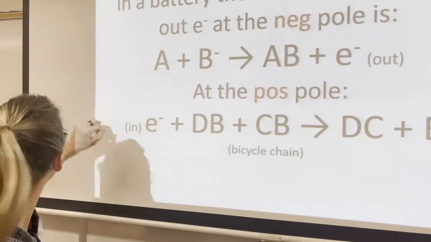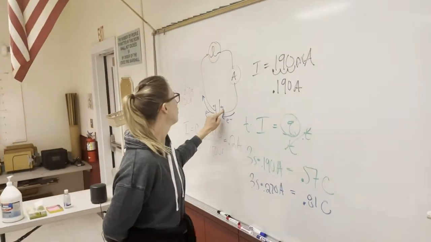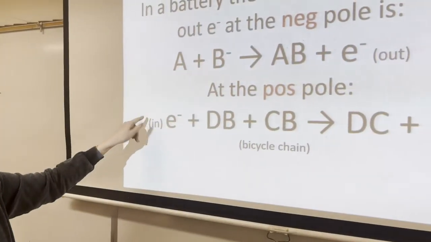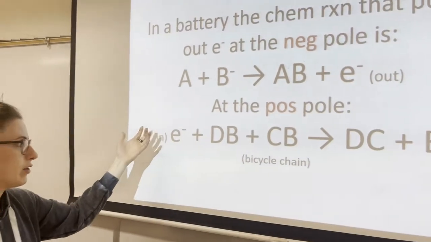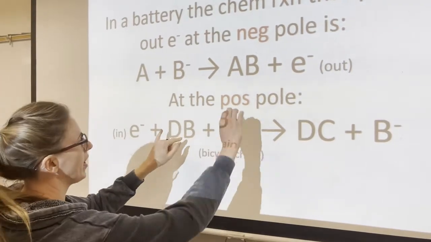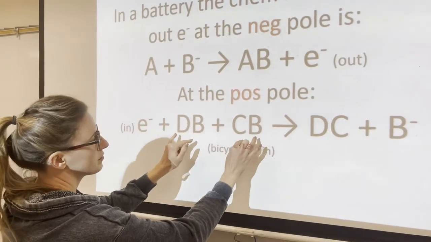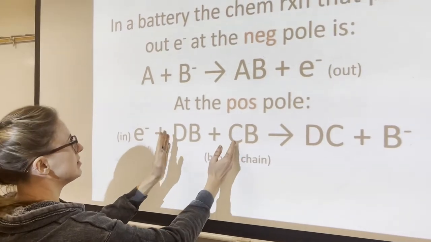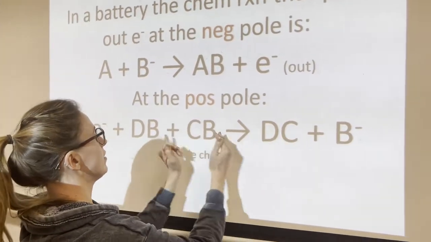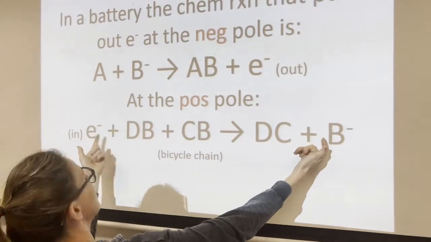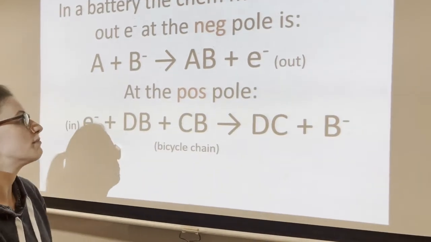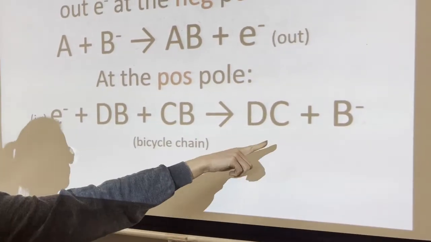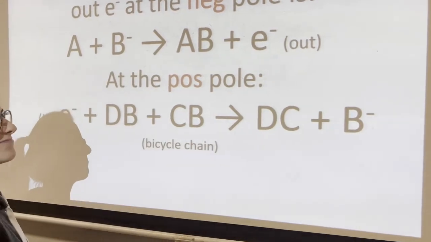Now at the positive pole, over here, on the positive side, that electron has done its thing. That electron is coming into the battery, if you will. At that end of the battery, you have these two compounds, and what happens is the D and the C combine right here, kicking off B plus. The electron comes in, these two things combine, and it spits out the B minus. And what happens to the B minus?